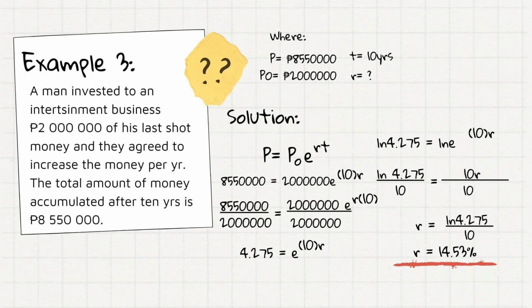So ln of e cancel, and the remaining will be 10 multiplied by r. So copy ln of 4.275. To cancel 10, just divide both sides by 10. And we have here r is equal to ln of 4.275 divided by 10 is equal to 14.53%. So the rate of money per year is 14.53%.